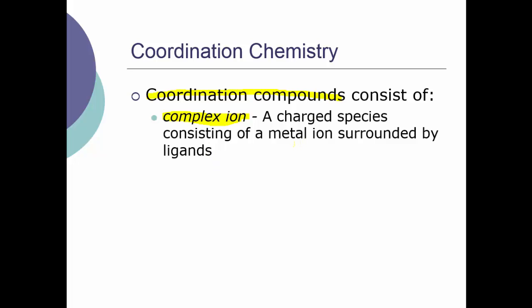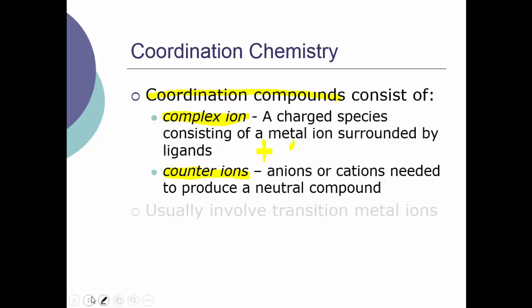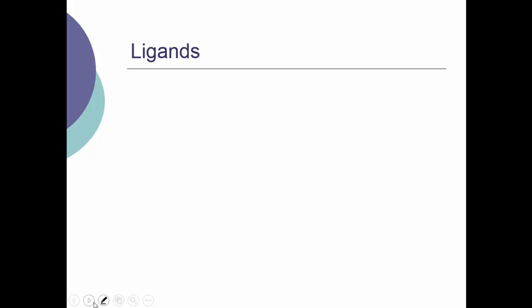Remember, a metal ion is always going to have an overall positive charge because metals are going to give away their electrons to become positively charged cations. They also may have what's called a counter ion, which is just a typical anion or cation needed to produce a neutral compound, and that could be monatomic or polyatomic. They typically involve transition metal ions, particularly when it comes to the complex ion, because those have the positive charges.